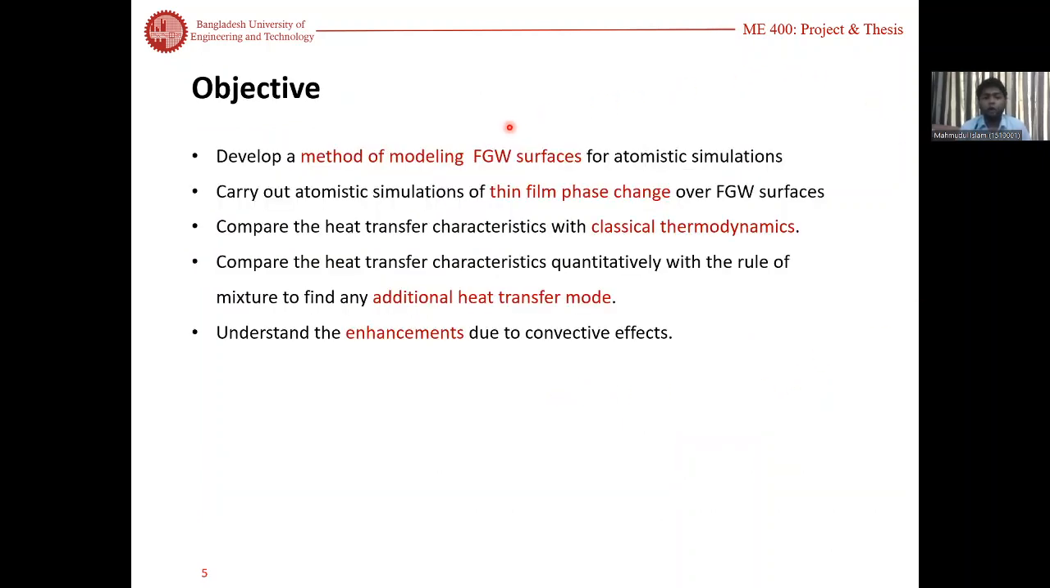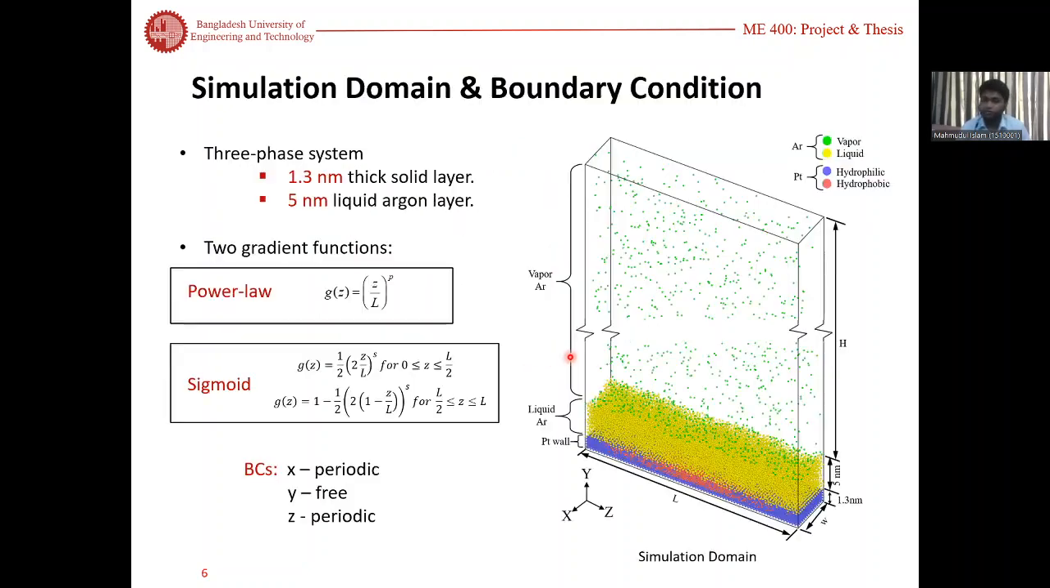So our objective, we aim to develop a method of modeling FGW surface. Then we're going to carry out atomistic simulation of thin film phase change over FGW surface. We're going to compare our heat transfer characteristics from classical thermodynamics and rule of mixture to find any additional heat transfer mode. And finally, we're going to understand and explain the enhancement due to convective effect.